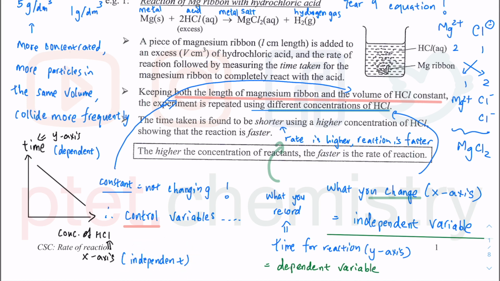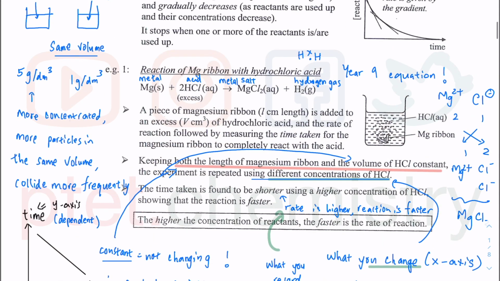I'll leave it here for this lecture tutorial, and I'll continue more on the other factors that will affect the rate of reaction. But just remember that when you have more concentrated solutions, you have more particles in the same volume, so they collide more frequently. Rate of reaction is going to be faster with the more concentrated solution there.